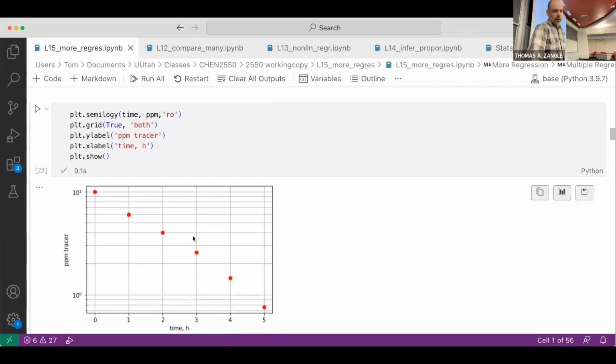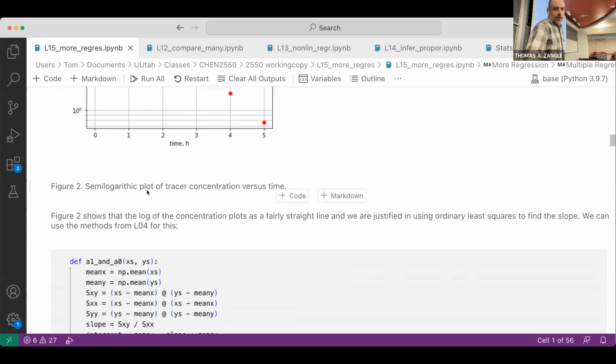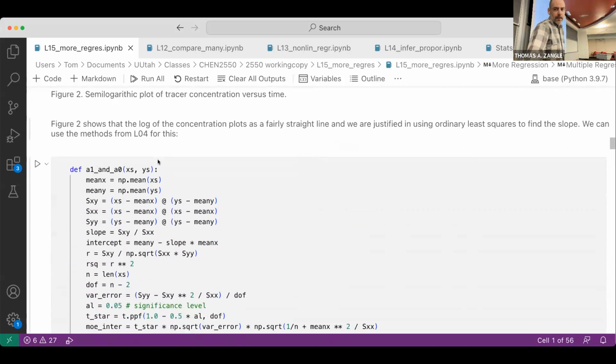Okay, so when we make that plot, we see this data, and now this looks like a nice straight line. So it looks like our exponential model will fit this data pretty well. By plotting the log of concentration as a function of time, instead of just the concentration, we get something that is now amenable to our linear fit. All right, so there's our plot.